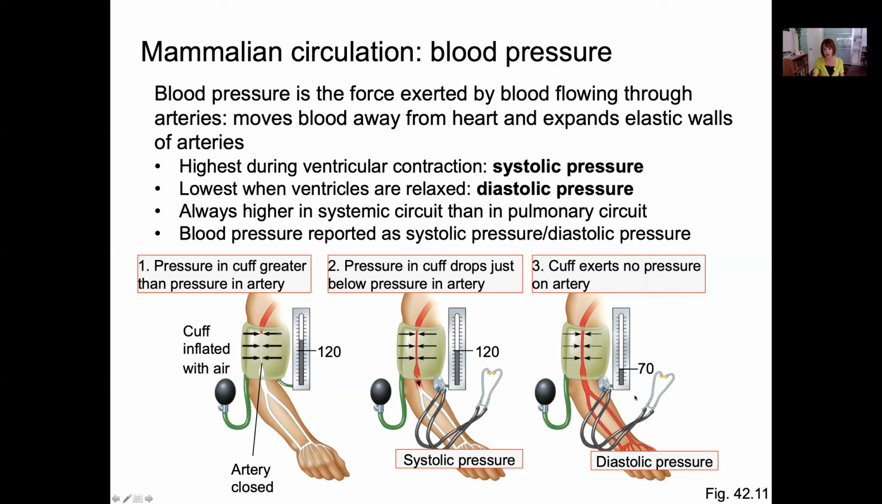Diastolic pressure is measured at exactly the point where the cuff is exerting no pressure on the artery. It hasn't completely deflated, but it's no longer changing the pressure of blood flowing through the part of the artery covered by the cuff. That is diastolic pressure. So in this individual, their blood pressure would be 120/70, which is a nice healthy blood pressure to have.